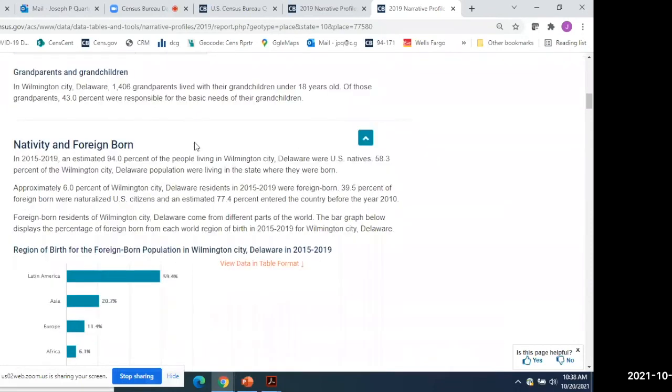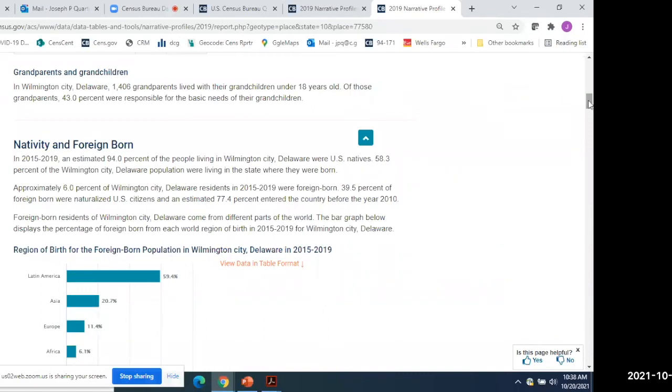There's a point on the percentage of grandparents that are responsible for the basic needs of their grandchildren. So that's another point that maybe a group that works with seniors or someone's writing about seniors will be interested in having that kind of a statistic.